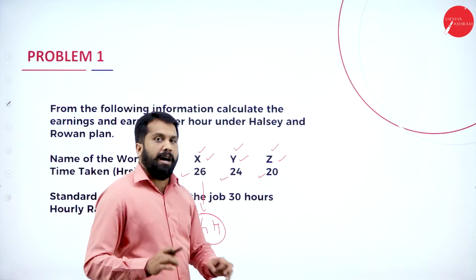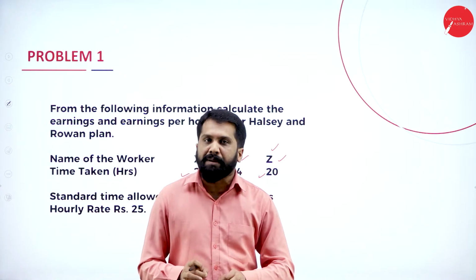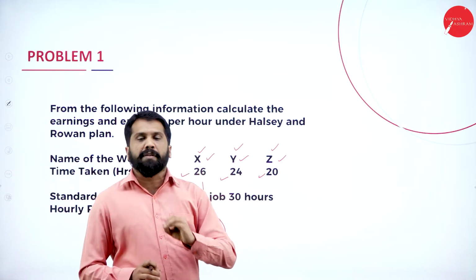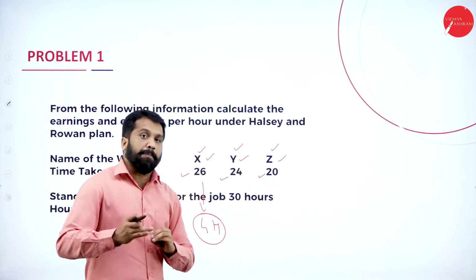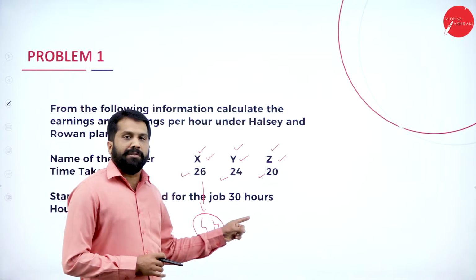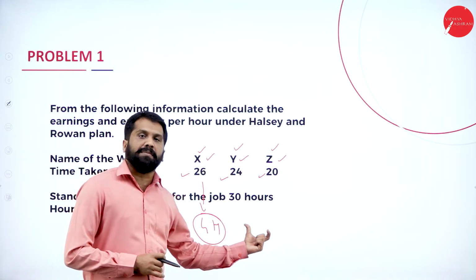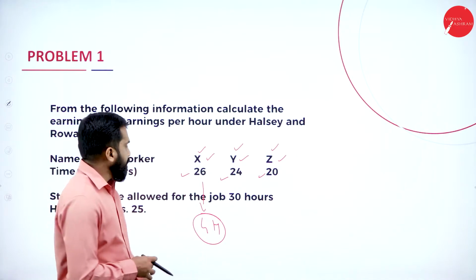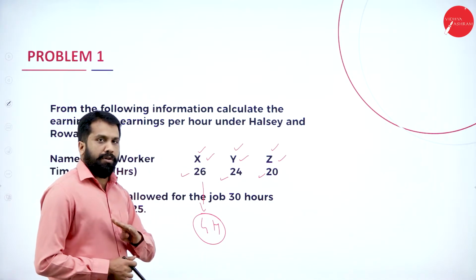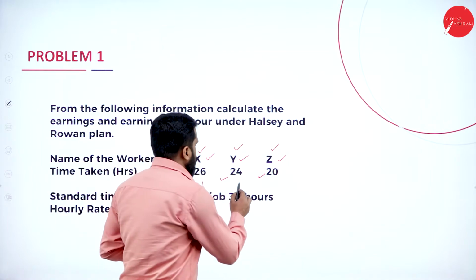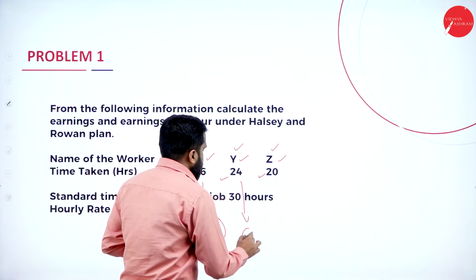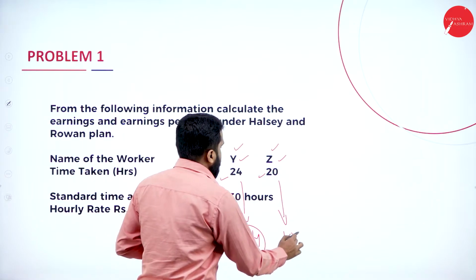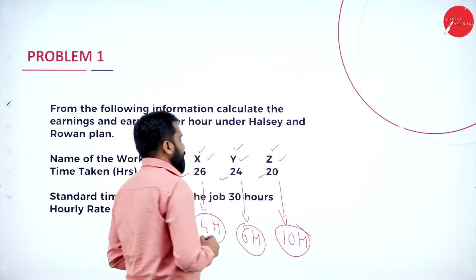For everybody, they can sit in the examination hall up to 3 hours. They can complete in half an hour also. They can take up to 3 hours also. So 3 hours or 30 hours, we call it the standard time. Now, person A has saved 4 hours. Person 2, or B, saved 6 hours. And the third person saved almost 10 hours.